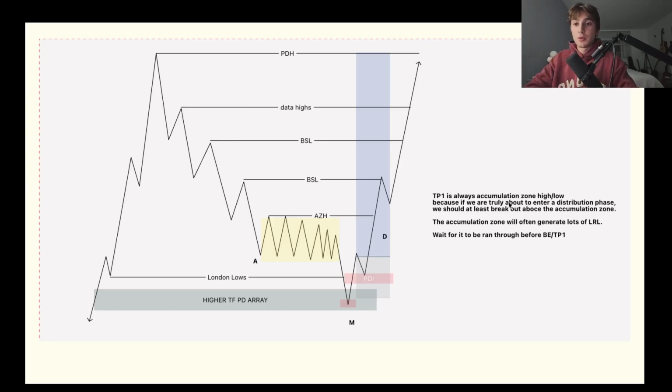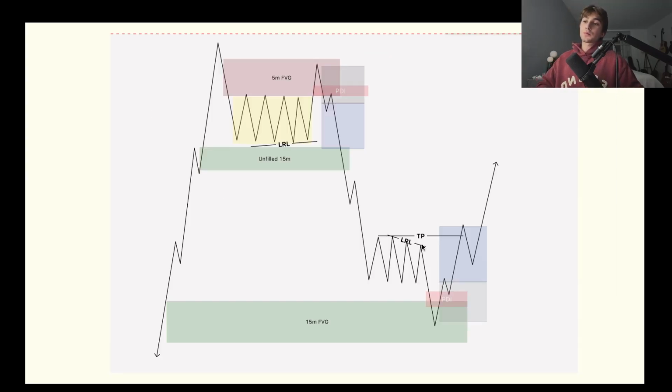So TP1 is always accumulation zone high or low, because if we are truly about to enter a distribution phase, we should at least break out a buzz above the accumulation zone. The accumulation zone will often generate lots of low resistance liquidity, right? So this is accumulation zone. You'll see that it'll leave a lot of failure swings, but sometimes it doesn't. And we wait for it to be ran through before we break even / TP1. So I hope that makes sense, before I get into the next slide.